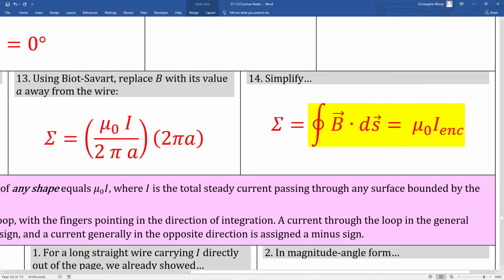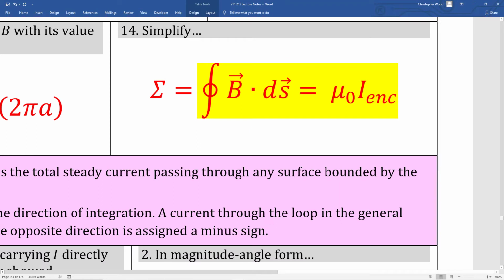Box 13, we already figured out the magnetic field strength at some point in the vicinity of a current carrying straight wire. We use the Biot-Savart law to get mu naught I over 2 pi a and go to box 14. So let's plug that in, simplify, and we end up with box 14. This is Ampere's law. The contour integral of vector B dot vector ds equals mu naught times the amount of current enclosed by that Amperian loop.